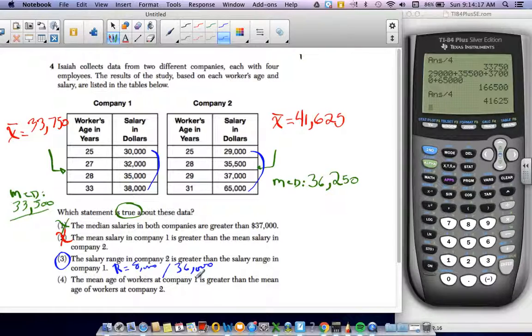And choice 4, just going through another possibility of why choice 4 wouldn't work. The mean age of the workers at company 1 is greater than the mean age of the workers at company 2. If you did the figures there, you would see that that's also false. And just be careful with choice 4 because now you're dealing with the left-hand side of each column.